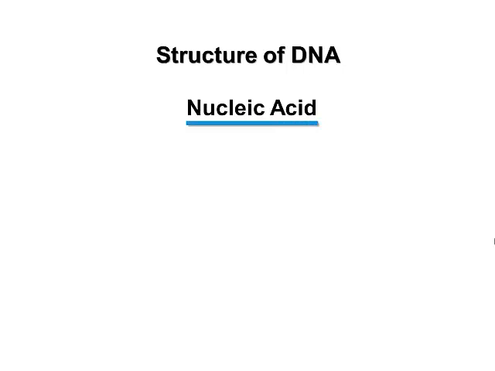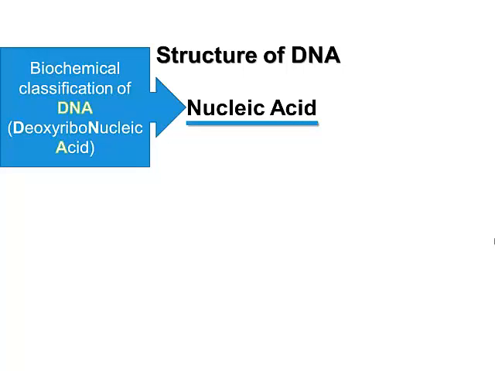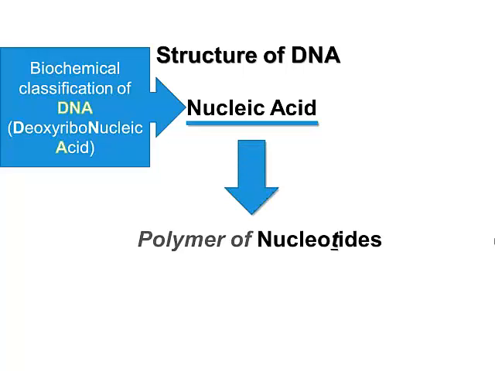Okay. So DNA is classified as a nucleic acid. This is the specific name of it, deoxyribonucleic acid. I want you to memorize that. Just write it over 20 times over again. That is the basic chemical classification of the type of molecule that DNA is in its entirety. So, a nucleic acid is a polymer of nucleotides.